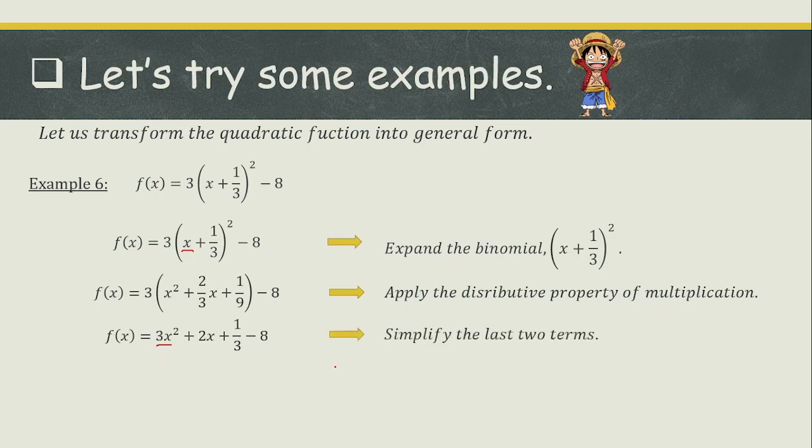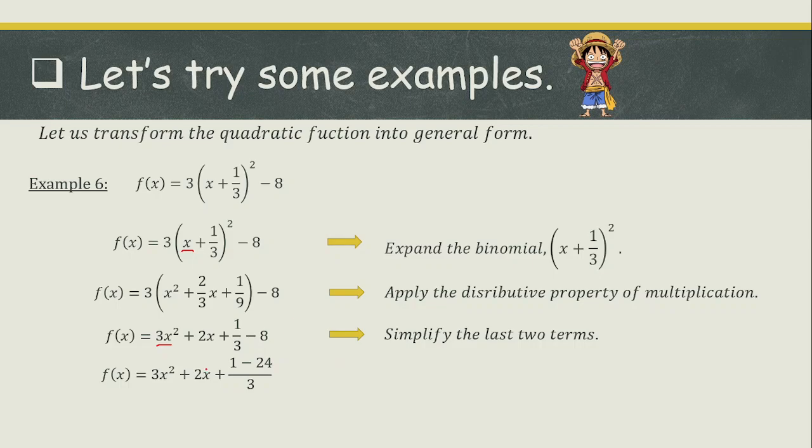Then let's simplify the last two terms, which is 1/3 minus 8. So f of x equals 3x squared plus 2x. 1/3 minus 8 cannot be solved instantly, because the denominator of 1/3 is 3, and the denominator of 8 is 1, since 8 is a whole number. So we need to find their least common denominator. Their least common denominator is 3.